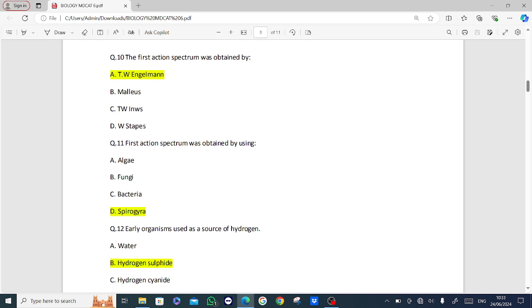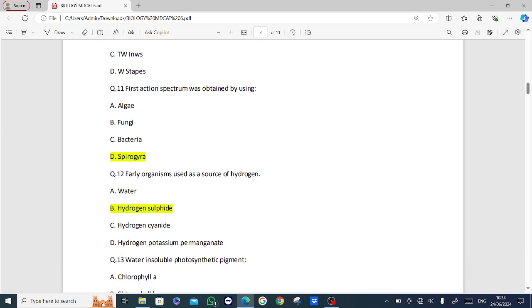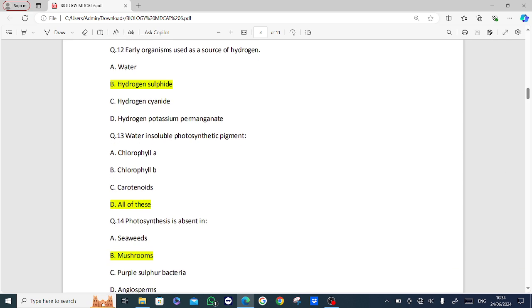Next MCQ is, early organisms used as a source of hydrogen. Options are water, hydrogen sulfide, hydrogen cyanide, hydrogen potassium permanganate. Answer is option B, hydrogen sulfide.